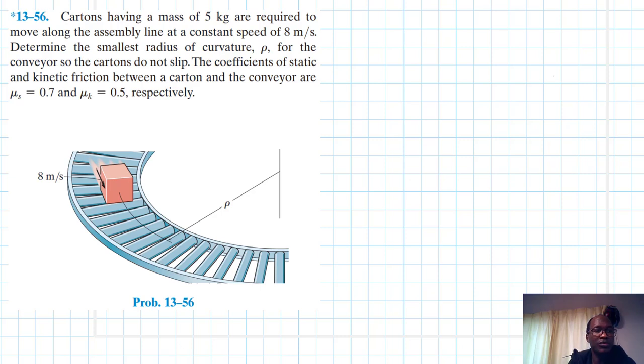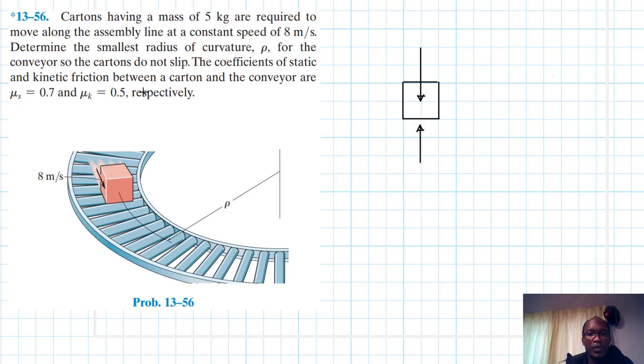This problem is coming from Engineering Mechanics: Dynamics, 14th edition, by R.C. Hibbeler. So first things first, let's draw the free body diagram. We can draw the carton. There we go, this is our carton. It has some weight, W, and it has the normal force.